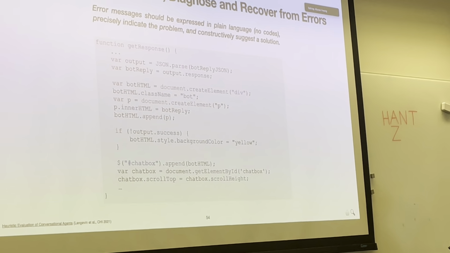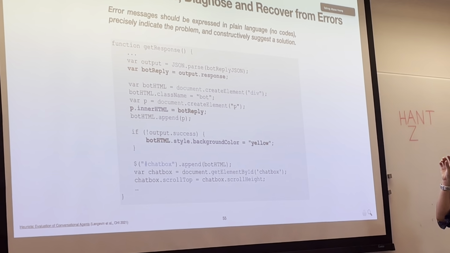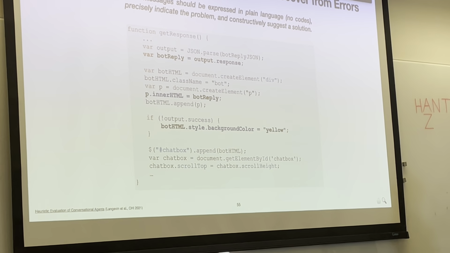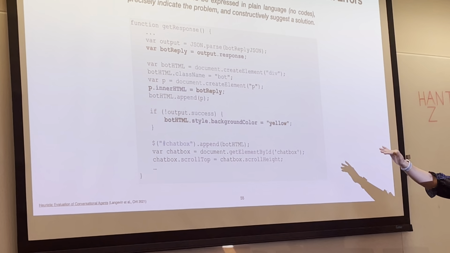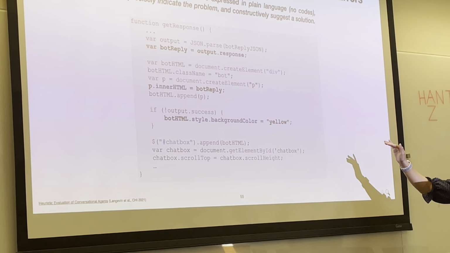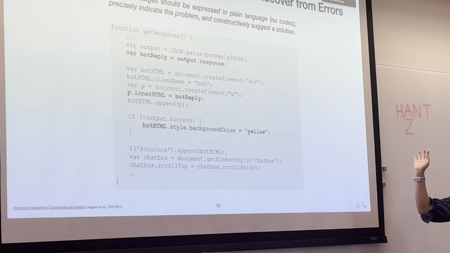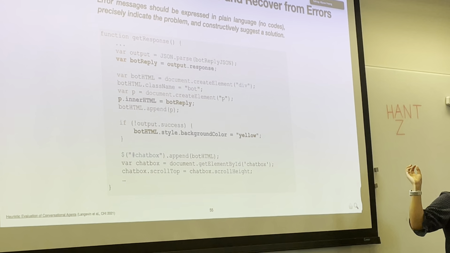So this is actually JavaScript. What I do is I get the GPT-3 response from my Python backend, and then I stick it inside a message bubble, and if the message is actually an error, I just change the background color. As simple as that, that's all I do. But I think that there are a whole lot of better things that I could do.